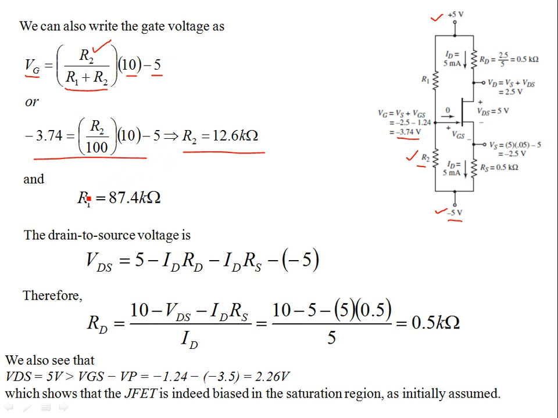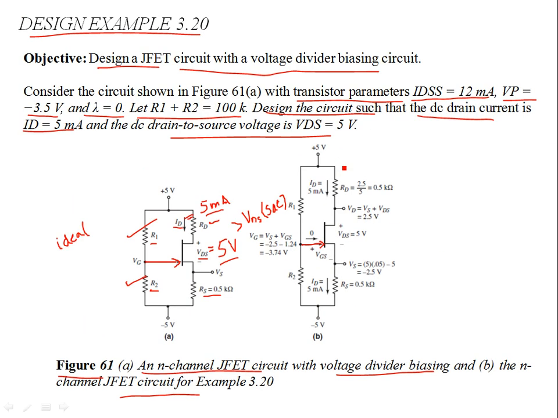And if you have R2, then you can find R1, because R1 plus R2 was 100 kilo ohms. So based on this specification, you have both the unknown resistances R1 and R2. You can see this specification was given in the question, so we are using this required specification.